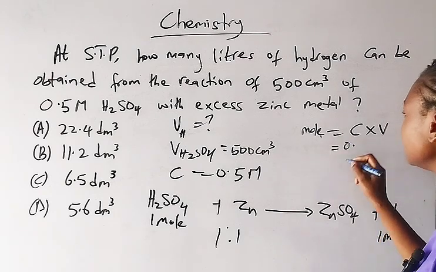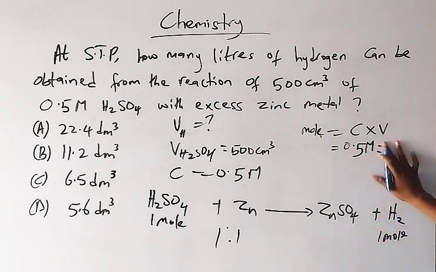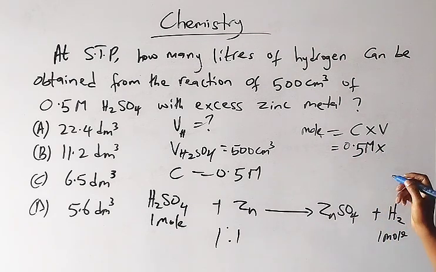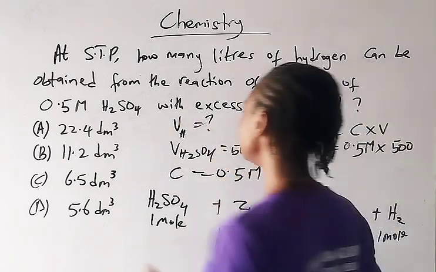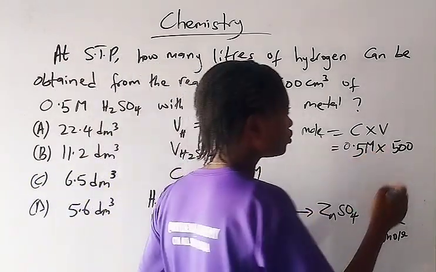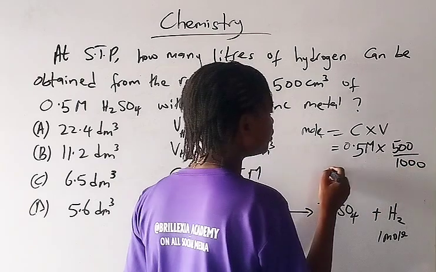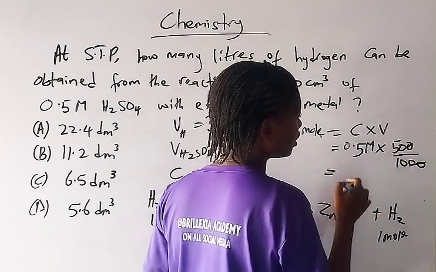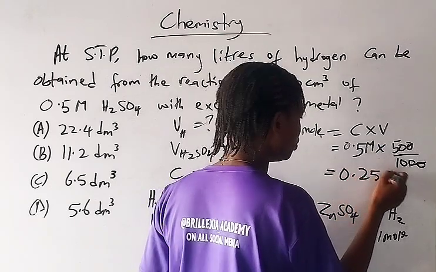So that is 0.5 molar times our volume. Sorry, this is multiplication by our volume. Volume is 500. But remember, all these are in dm³. So for our calculation to be easier, let's just change this also to dm³. So that will be divided by 1000. So the answer here will be 0.5 times 0.5, 0.25 mole.